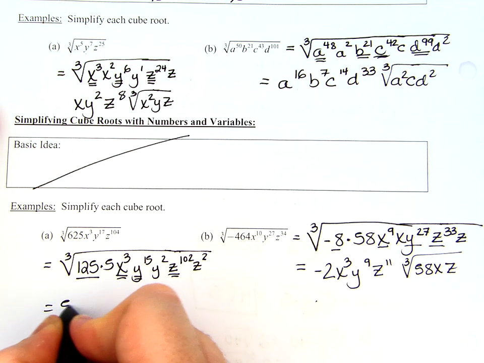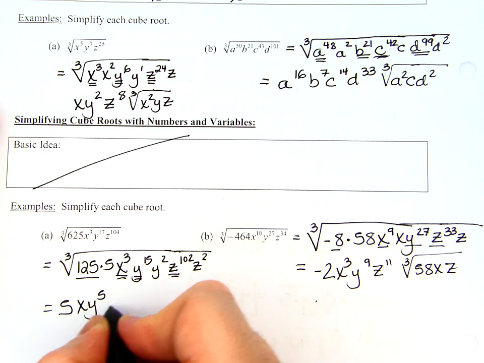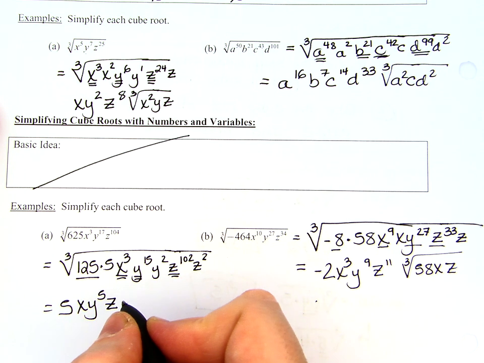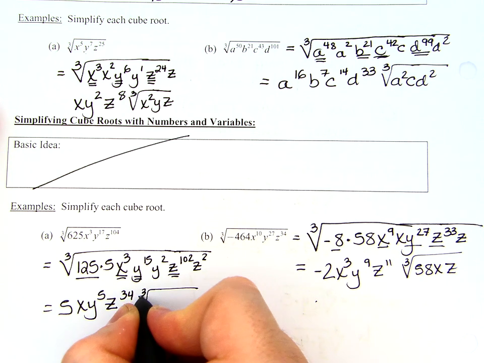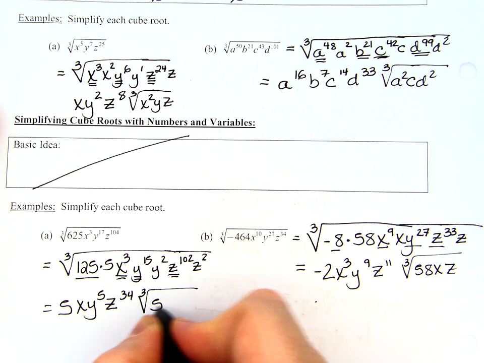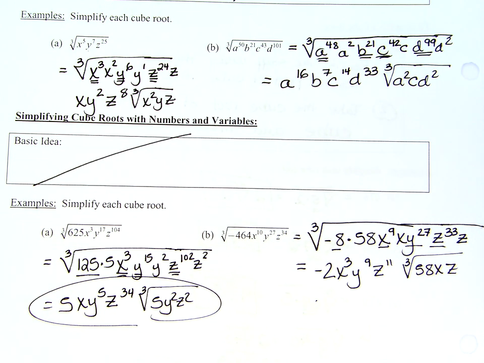Okay, so this is going to be 5, x, y to the 5th, z to the, help me out, z to the 34. And inside, don't forget your cube root symbol, the cube root of 5, y squared, z squared. Anything with cube roots? This is half of what your homework is for tonight.